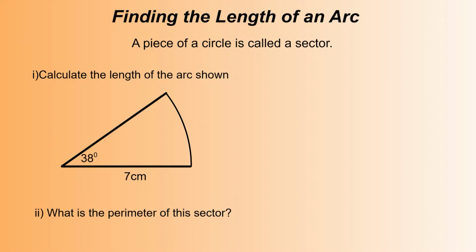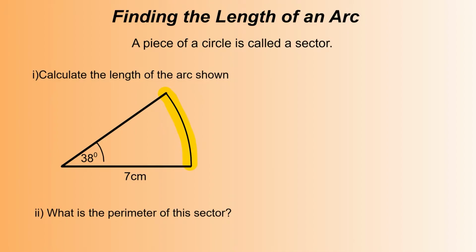So we're going to start off with this question here: find the length of an arc. We've got an arc, or a section of a circle, cut out with an angle of 38 degrees at the center and 7 centimeters for the radius from the middle of the circle to the outside. So we're looking at finding the circumference, which is this curved line at the outside of the shape. If I just highlight that here, this is the line we're looking for.